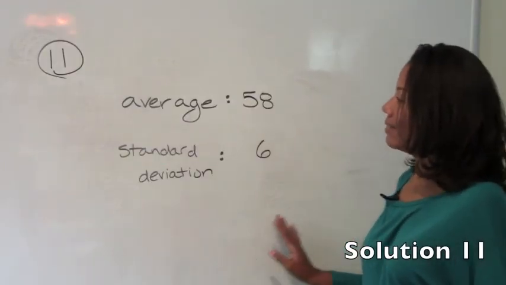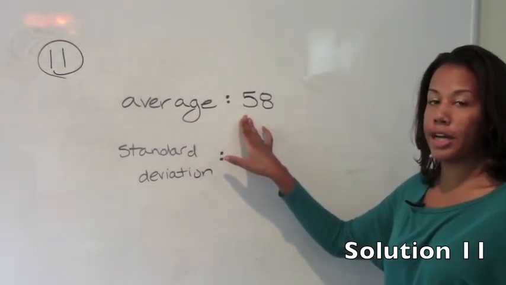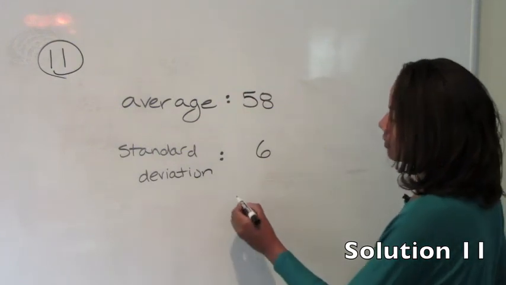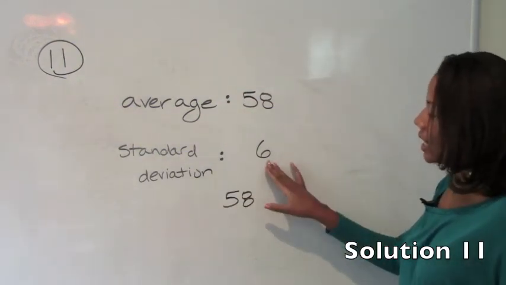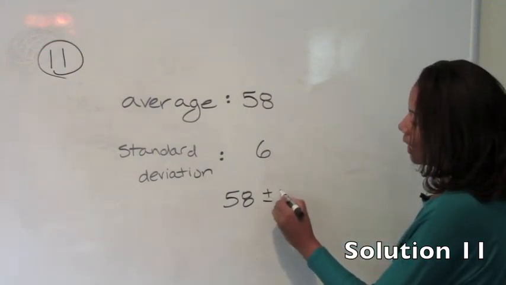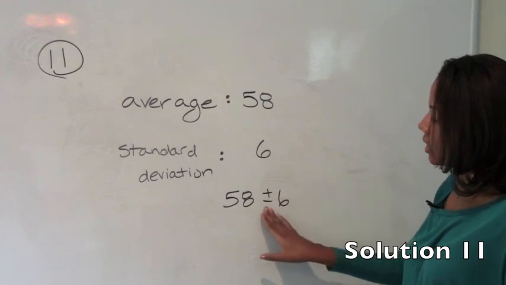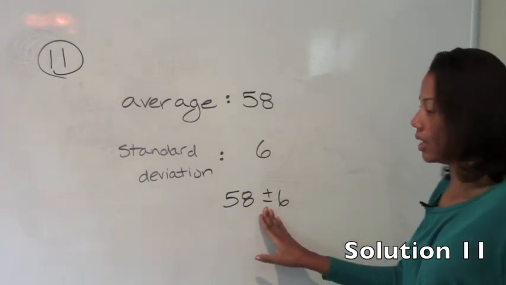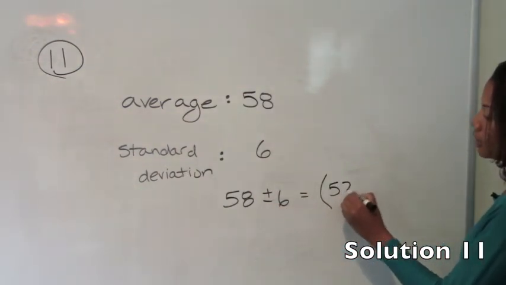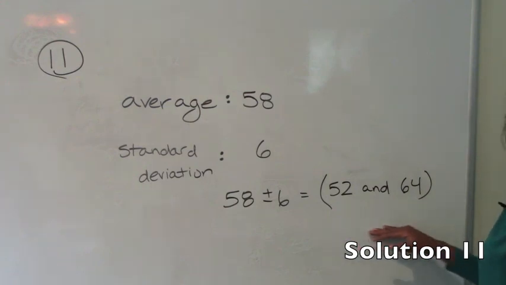Number 11. Number 11 tells us that the class average is 58 and that Stephen's score is between 1 and 2 standard deviations below the mean. So if the class mean is 58 and 1 standard deviation is 6, to get within 1 standard deviation of the class mean, it's either plus or minus 6 to this number. If you get 1 standard deviation above, it's plus 6, and 1 standard deviation below, it's minus 6. Okay? So to be within 1 standard deviation of 58, you have to be between 52 and 64.